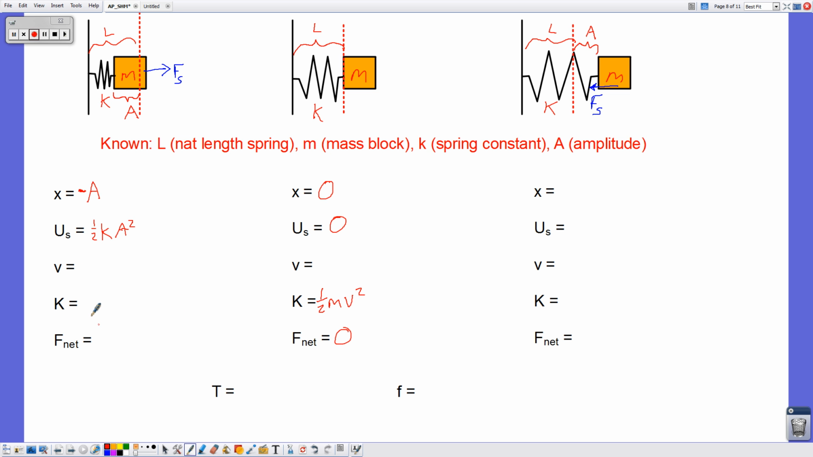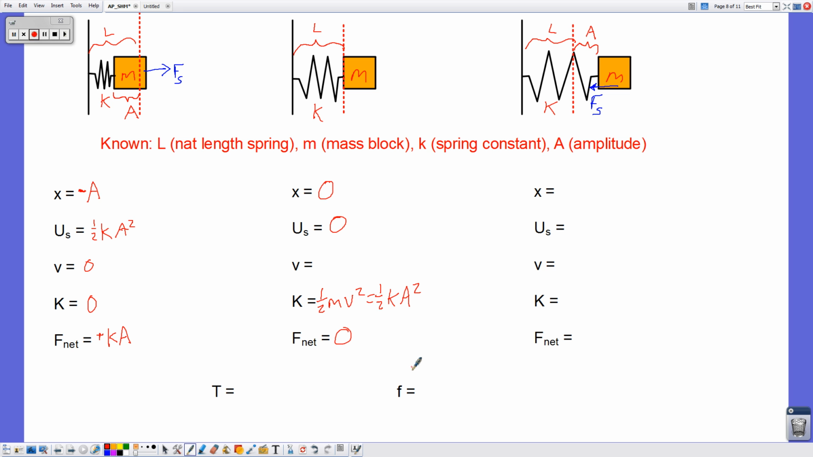All right. At this point, the speed is 0, the kinetic energy is 0, and the net force is equal to the spring force, so it's positive kA. So I know what this is now.